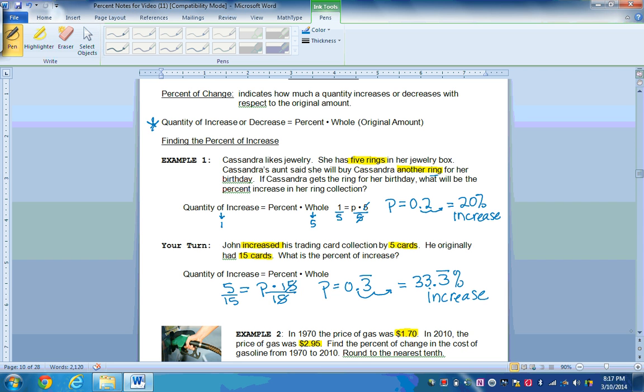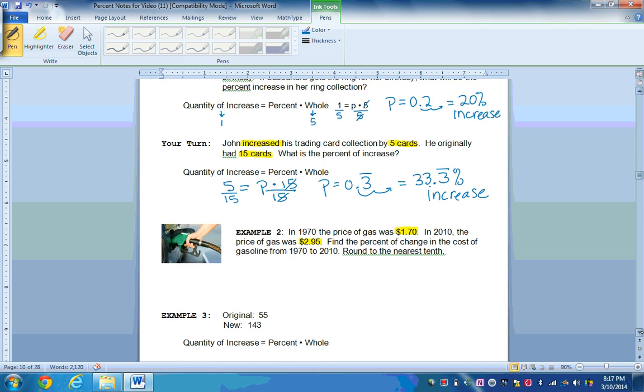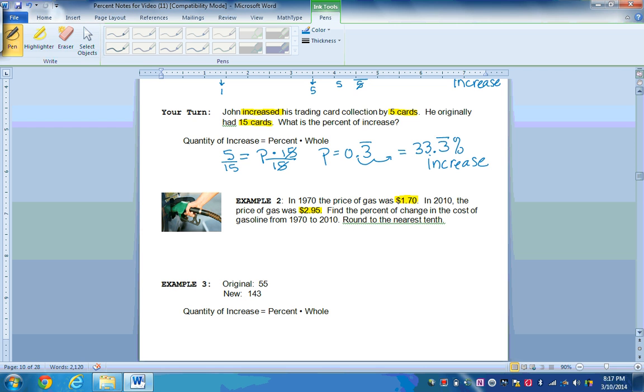All right, let's go ahead and look at example 2 here. In 1970, the price of gas was $1.70. In 2010, the price of gas was $2.95. Find the percent of change in the cost of gasoline from 1970 to 2010 and round your answer to the nearest tenth. The difference in this problem is they don't tell us specifically how much it went up by. We have to figure that out.